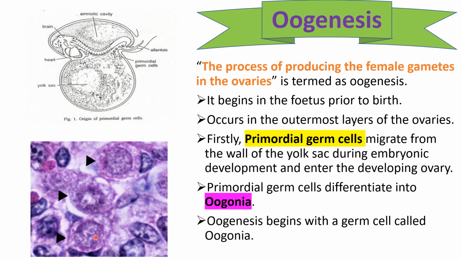Oogenesis begins with a germ cell called oogonia. As I have said, the oogenesis process begins with the oogonia. Oogonia is in diploid condition. We represent it as 2n because it contains two sets of chromosomes.